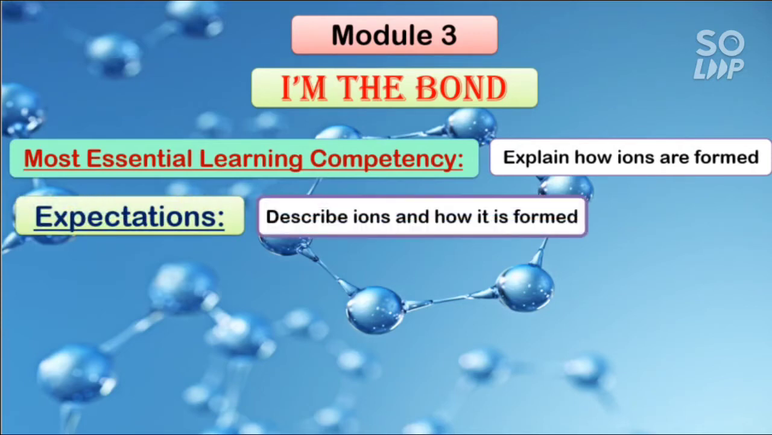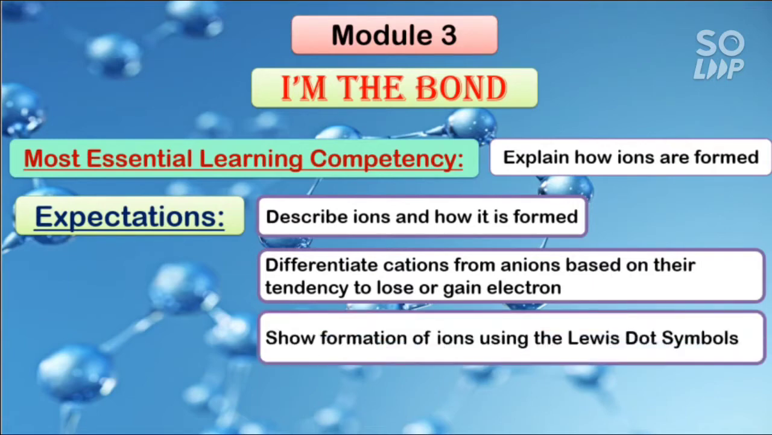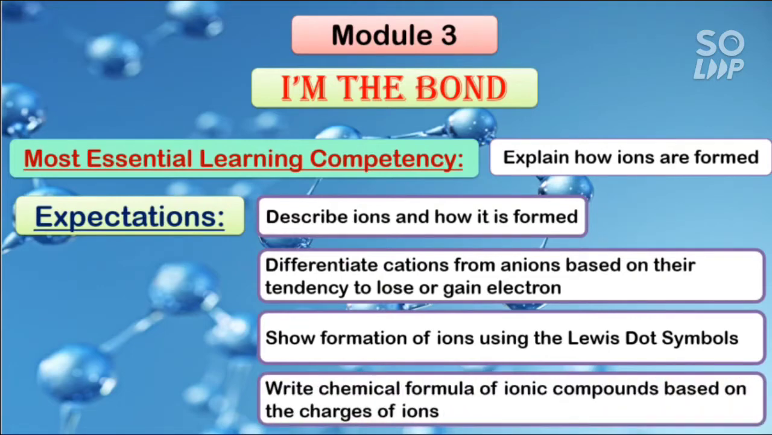Number 1, describe ions and how they are formed. Number 2, differentiate cations from anions based on their tendency to lose or gain electrons. Number 3, show formation of ions using the Lewis dot symbol. And number 4, write the chemical formula of ionic compounds based on the charges of ions.